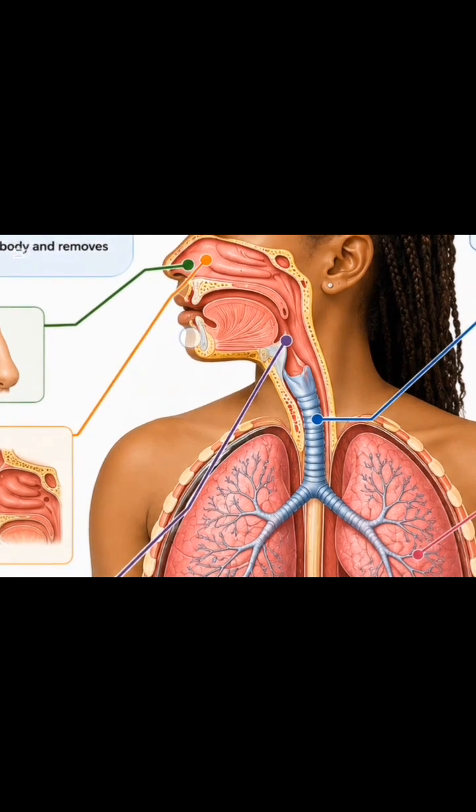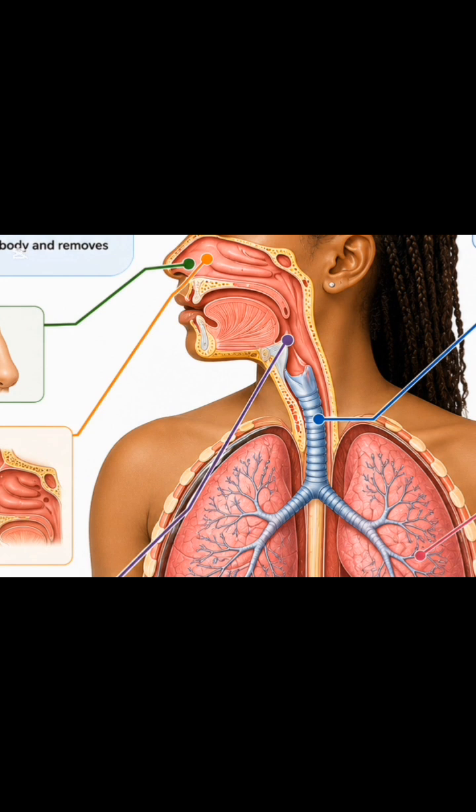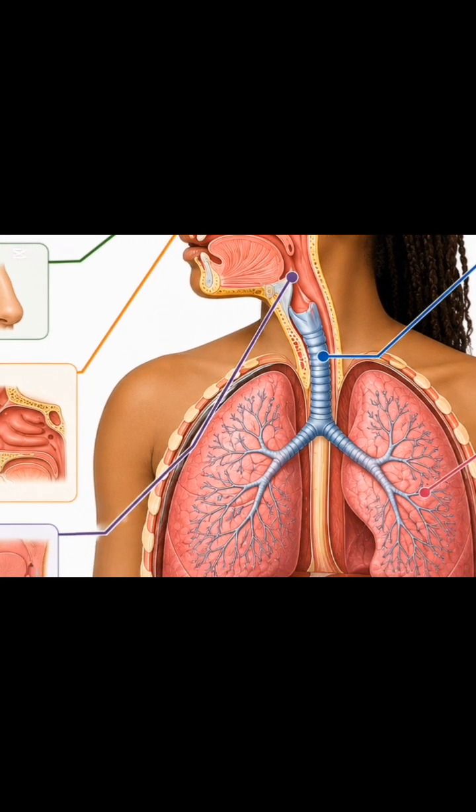The nose is the entry point for air. It filters, warms, and moistens the air we breathe. The nasal cavity further filters, warms, and humidifies the air. It also contains tiny hair-like structures called cilia, and mucus, that trap dust and germs.